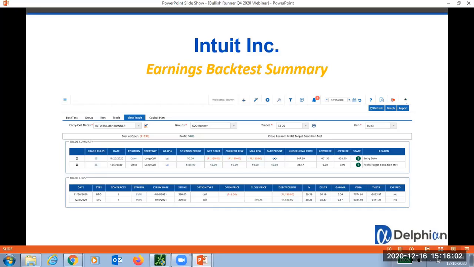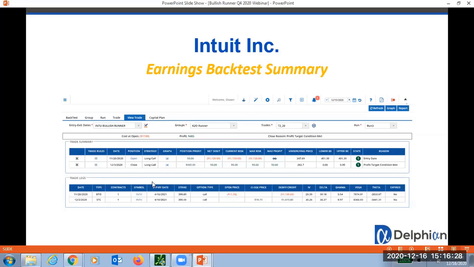What I wanted to show you though is this is the actual back test within the platform, and this is where possibly we'd look at the daily P&L. For the Intuit trade, what I did was I went into the platform and ran an earnings back test for Intuit using the Bullish Runner strategy. And this is what your results would look like if you were going in the platform and running an actual back test.